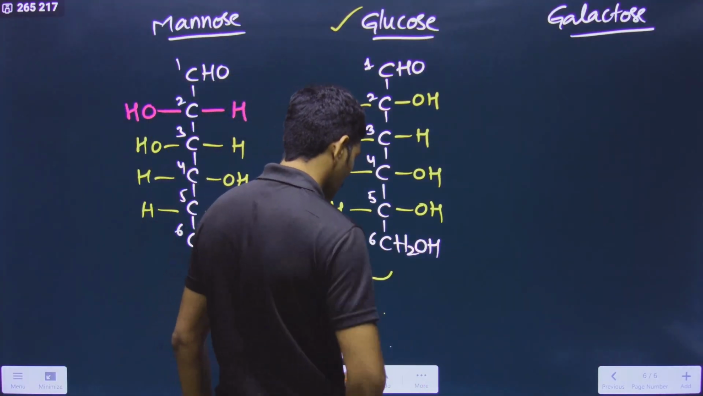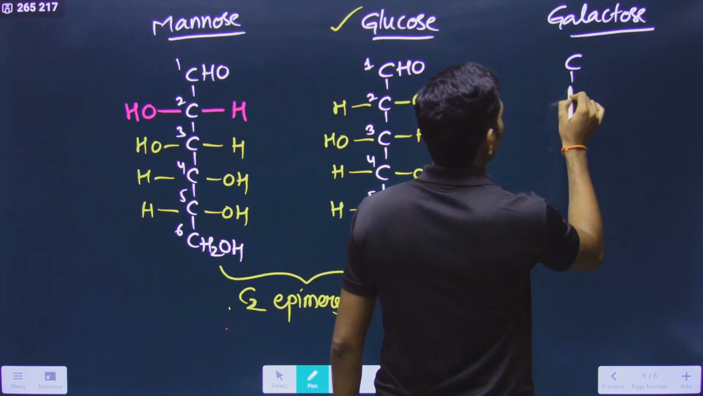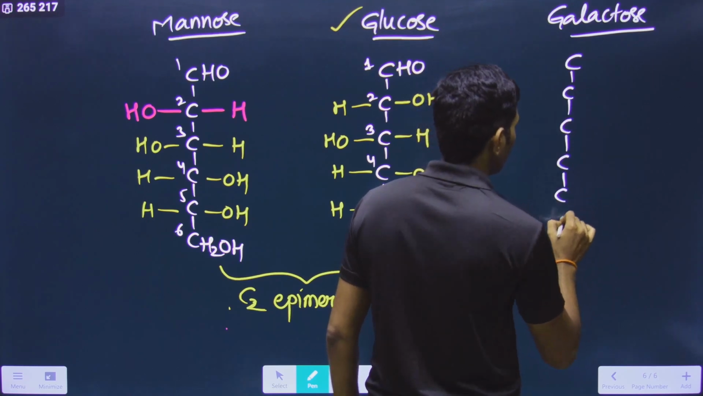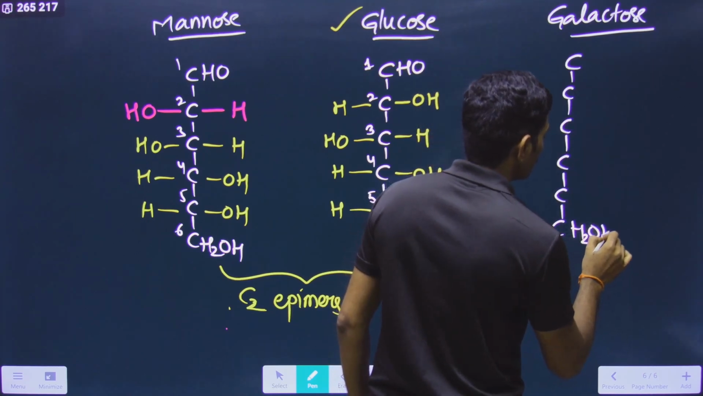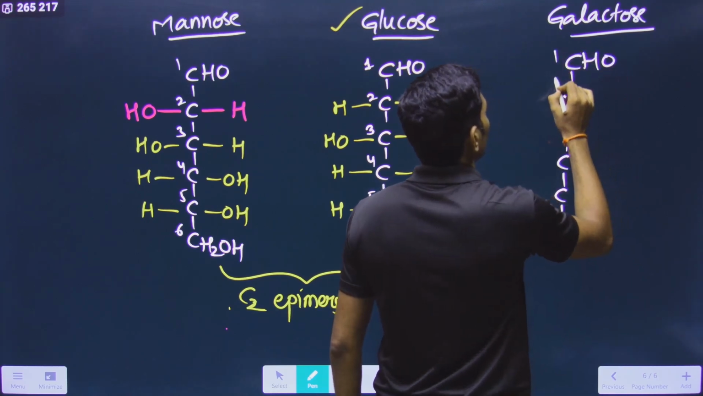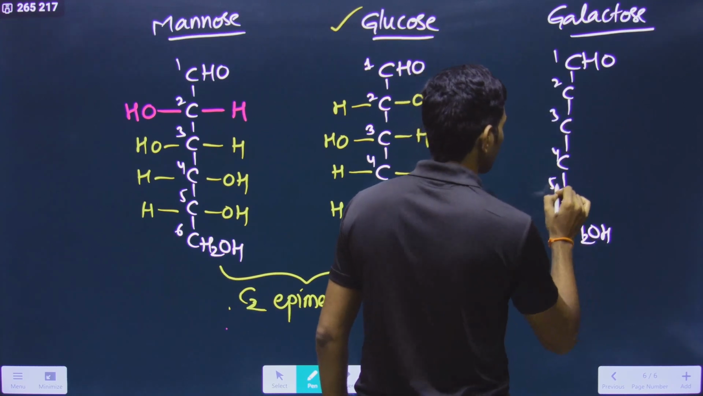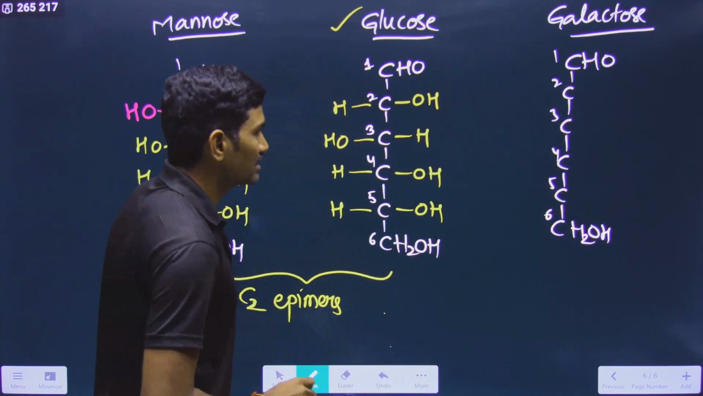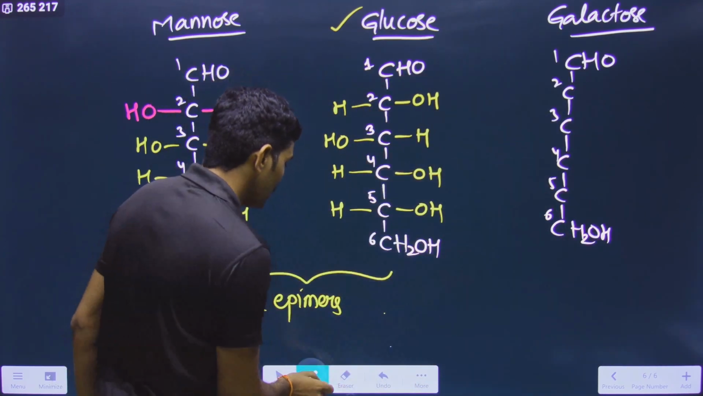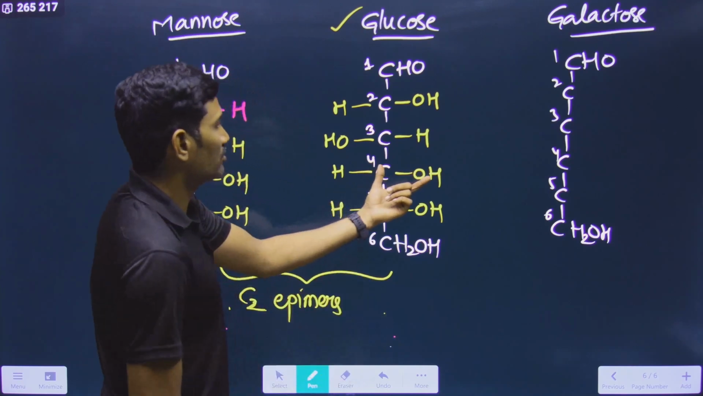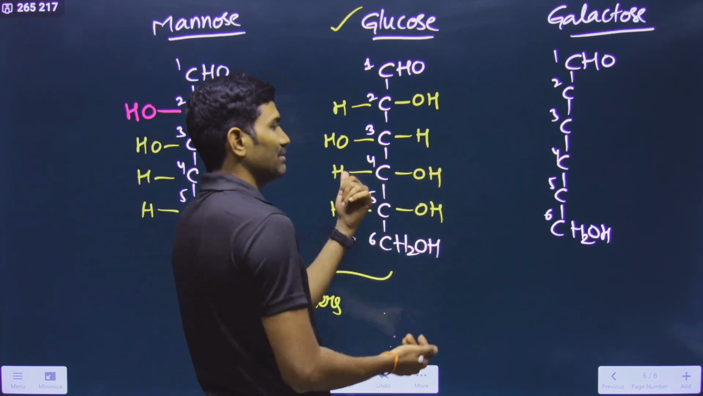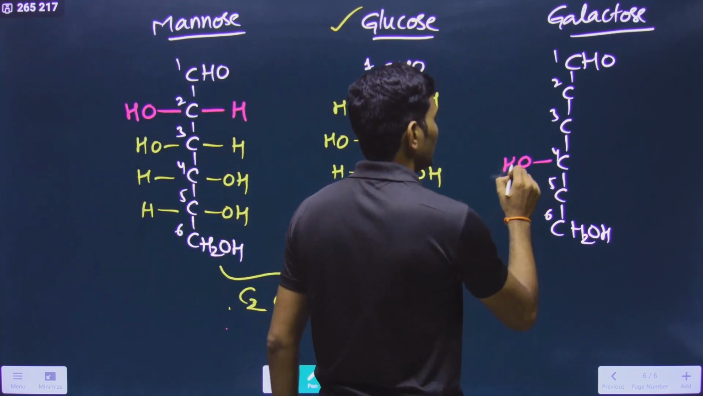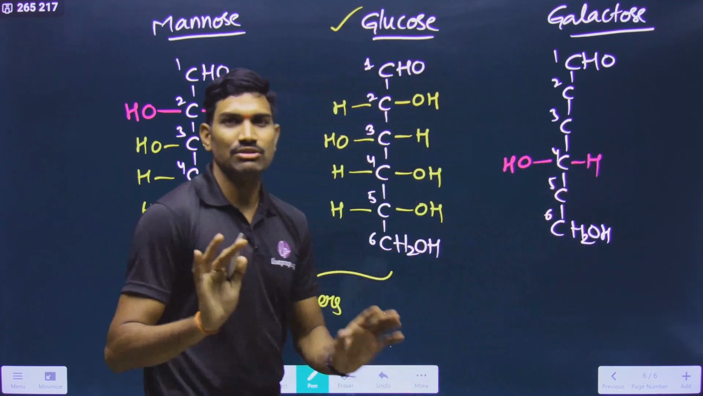So here also, first let us write the 6 carbons. 1, 2, 3, 4, 5, 6. Last one is CH2OH, first one is CHO. So first we will write this. And then here what we are saying, at the fourth carbon only there is a difference. Here on the fourth carbon what is there? Right side OH, left side H. So here what we need to write? Left side H, right side OH we need to write.